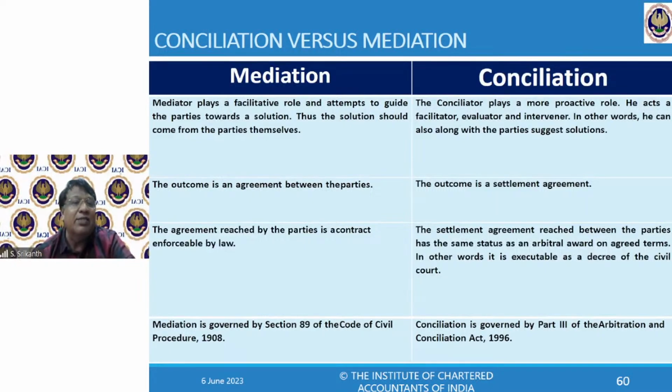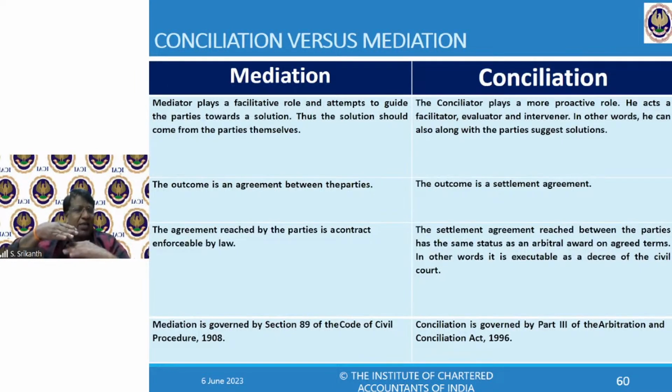The agreement reached by parties is a contract enforced by law, whereas the settlement agreement reached between the parties has the same status as an arbitral award on agreed terms. See, instead of the arbitration council giving the award, as she said, out of court settlement, like that, if it's an agreed terms before the arbitration council, same effect will be there for conciliation. It is executable as a decree of the civil court. That is why in India, thanks to the Arbitration and Conciliation Act, conciliation has got a slightly higher pedestal than mediation.